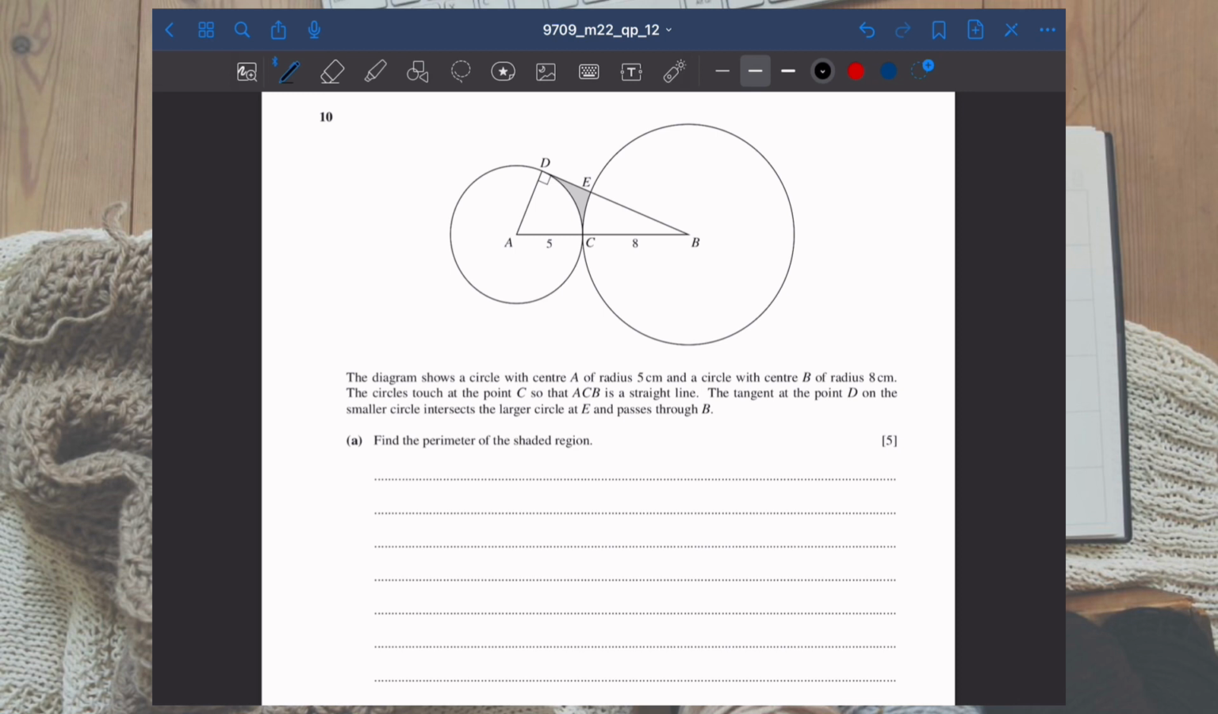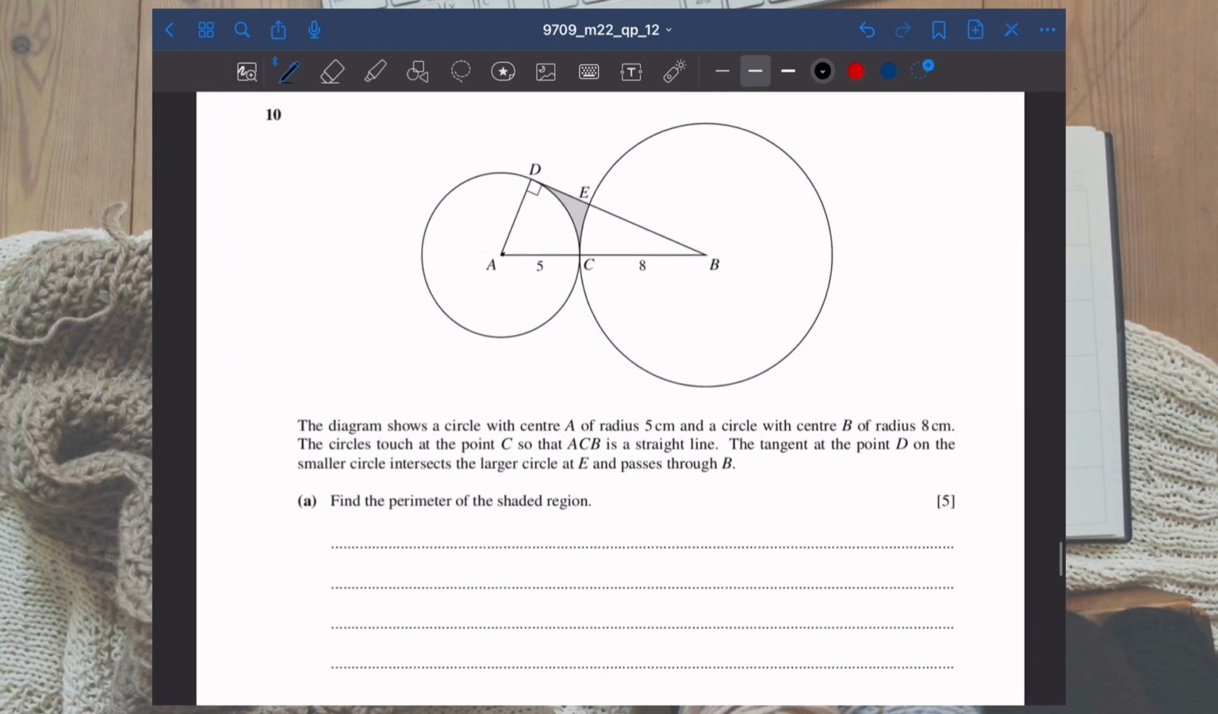Question 10. The diagram shows a circle with center A of radius 5 cm and a circle with center B of radius 8 cm. The circles touch at the point C so that ACB is a straight line. The tangent at point D on the smaller circle intersects the larger circle at E and passes through B. Find the perimeter of the shaded region.